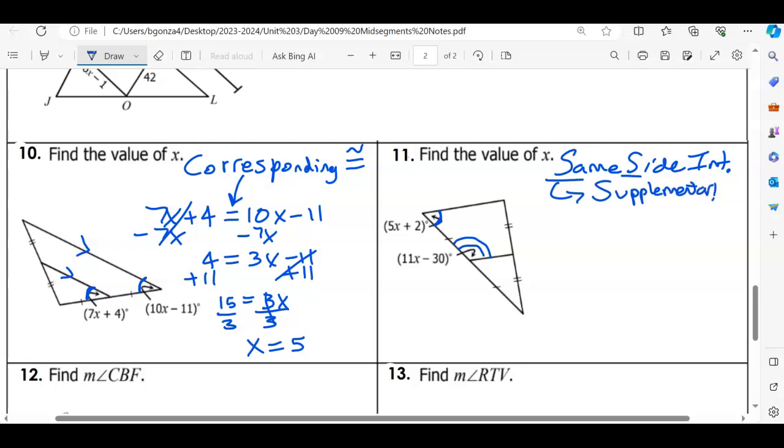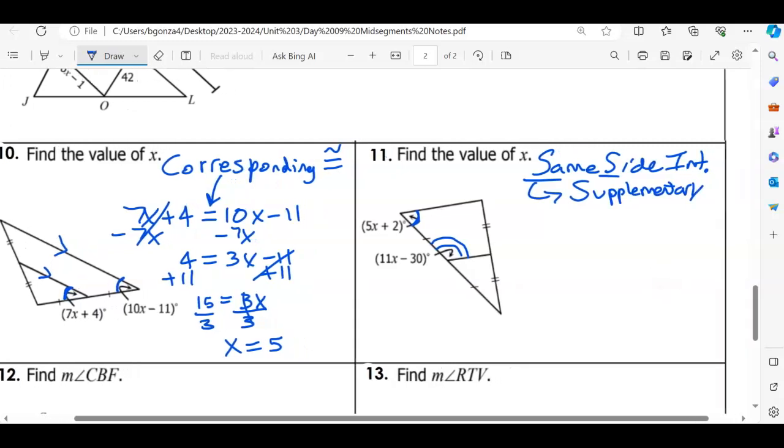Supplementary adds up to what? 180. So this time, do not set them equal because they're not matching. They're not both acute. They're not both obtuse, right? You're going to have to add them equal to 180, okay? So let's do that. 5x plus 2 plus 11x minus 30 equals 180. Add them equal to 180. Cool?